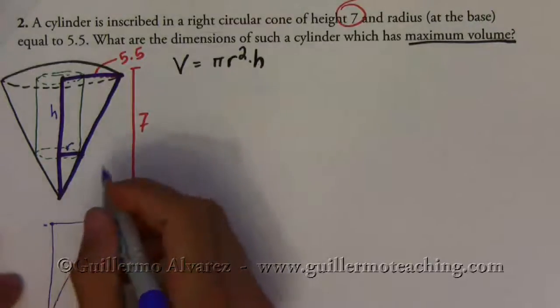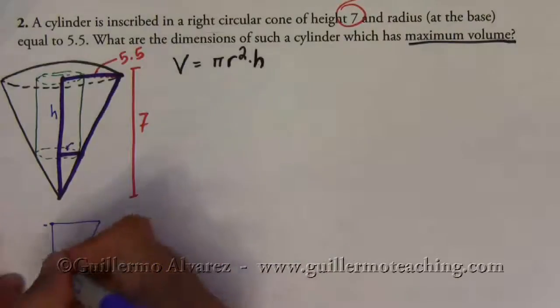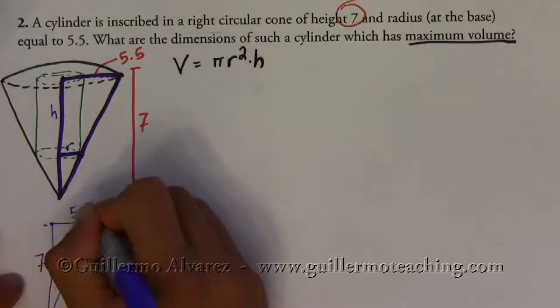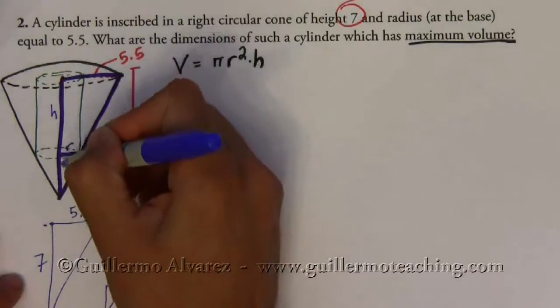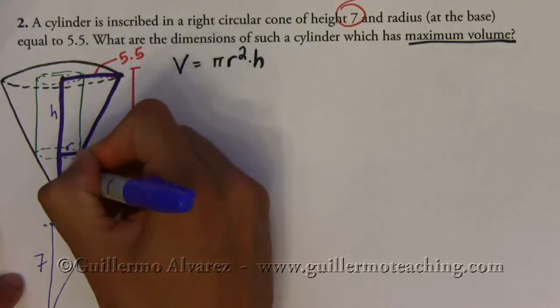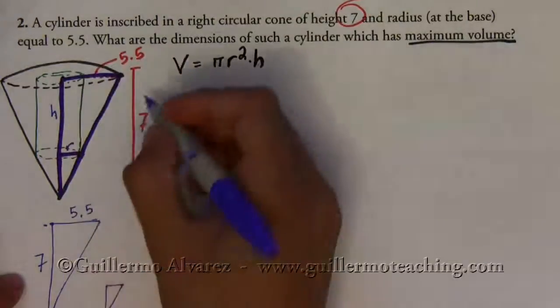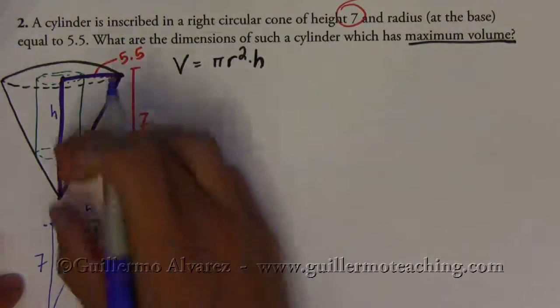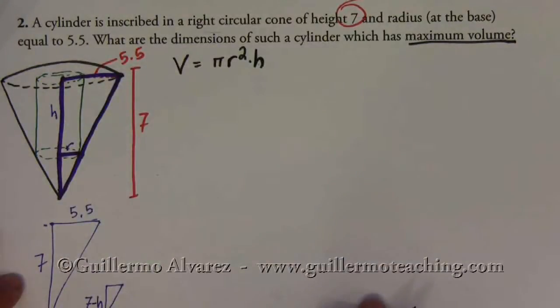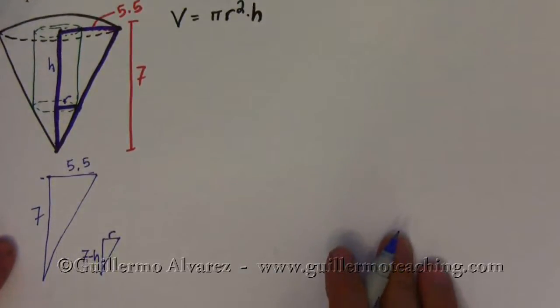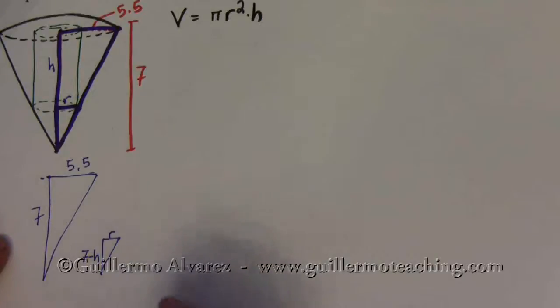So the height of the big one is fixed at 7. That's this one right here. And the radius, the base of this triangle is 5.5, which is also fixed. Now the little triangle, you have to be a little bit careful. The height of the little triangle is this, which isn't exactly h. H is the height of the cylinder, but it is 7 minus h. That would give us this little chunk right here. And then the base of this little triangle is going to be r. So then we can use our relationships with similar triangles to write one variable in terms of the other.